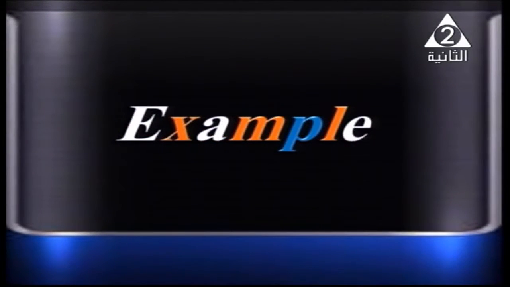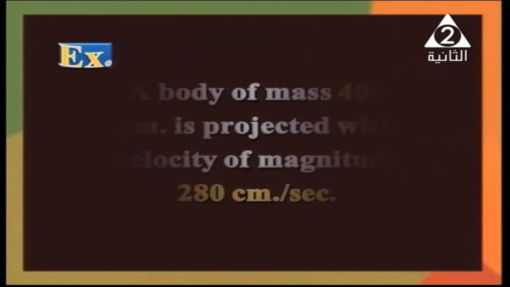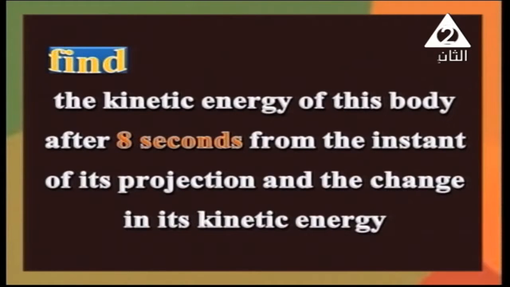Another example. A body of mass 400 gram is projected with velocity of magnitude 280 centimeter per second on the line of greatest slope of a smooth plane inclined to the horizontal at an angle with sine 1/20 upwards. Find the kinetic energy of the body after 8 seconds from the instant of its projection and the change in its kinetic energy. Solution.